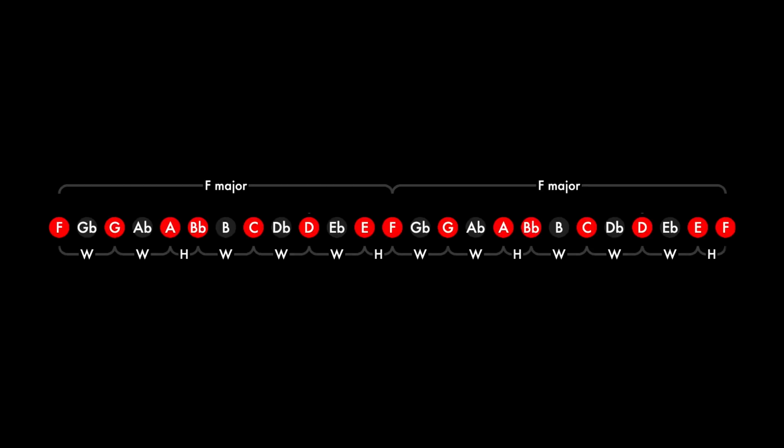Let's look at the F major scale. We start in F, go a whole step to G, and a whole step to A, half step to B flat, whole step to C, whole step to D, whole step to E, and finally a half step back to F. Now let's walk up to the 6th note of the F major scale. F, G, A, B flat, C, D. So if we play the notes from D up to the next D, that's a D minor scale.